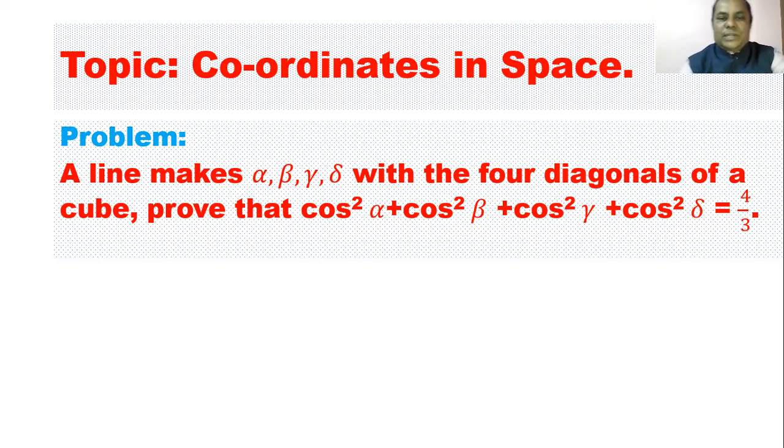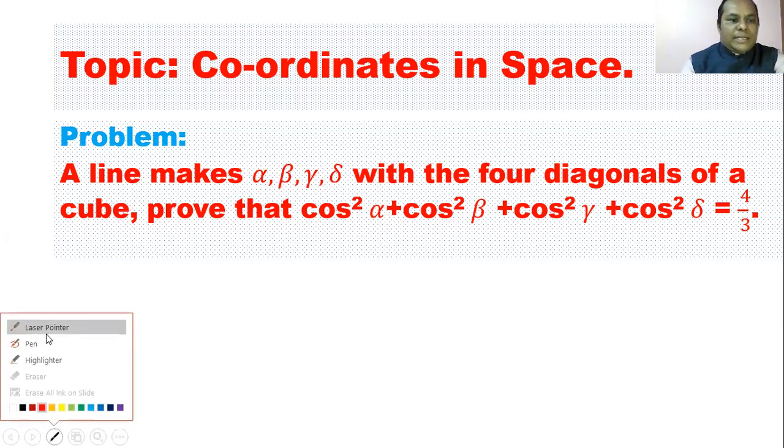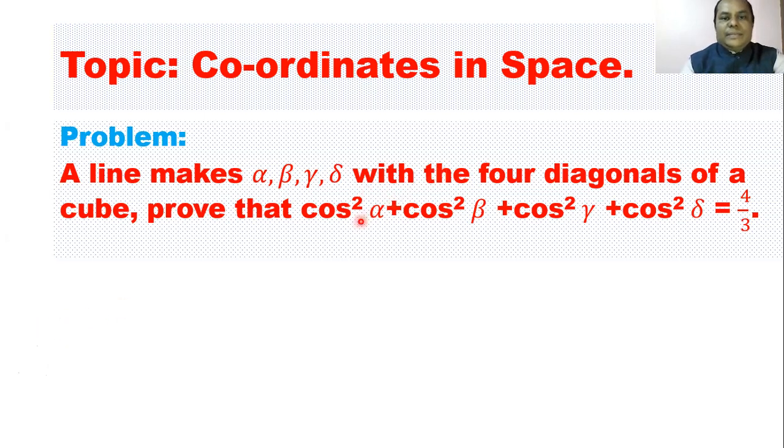It means cos square alpha plus cos square beta plus cos square gamma plus cos square delta, this whole part, is equal to 4 by 3. This part we have to show here.